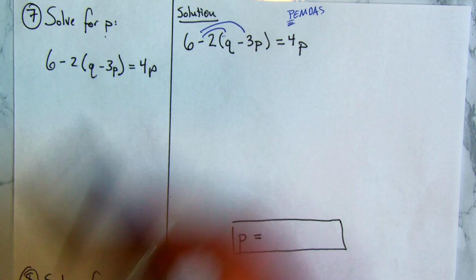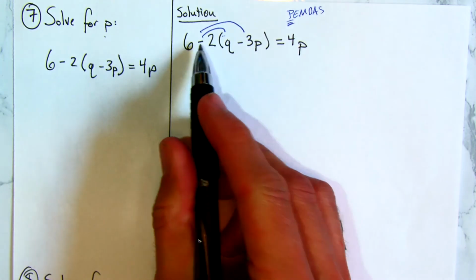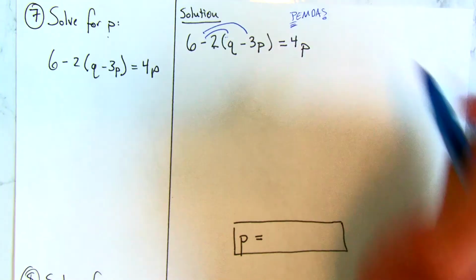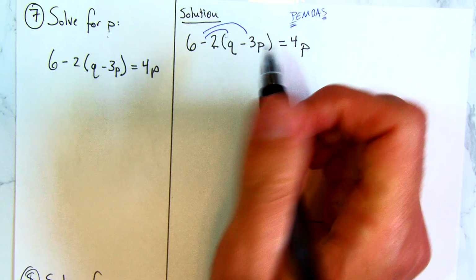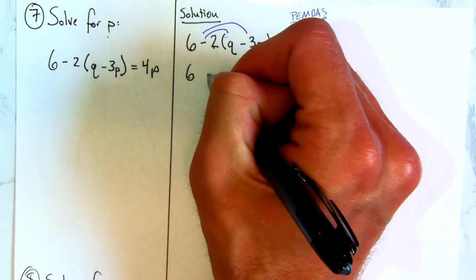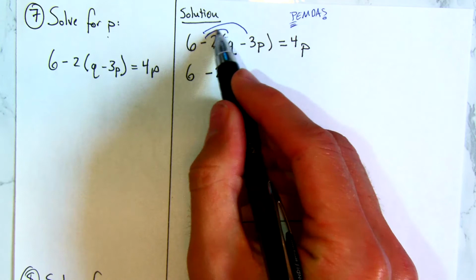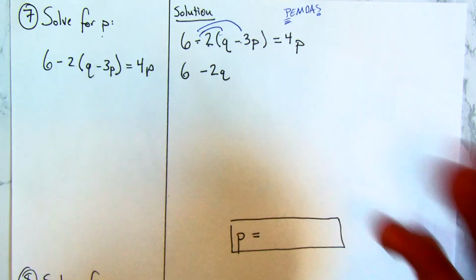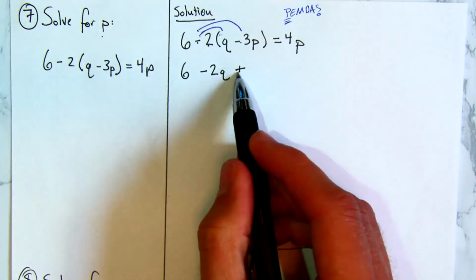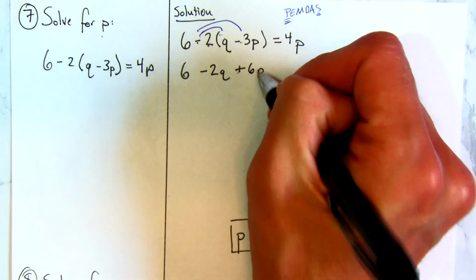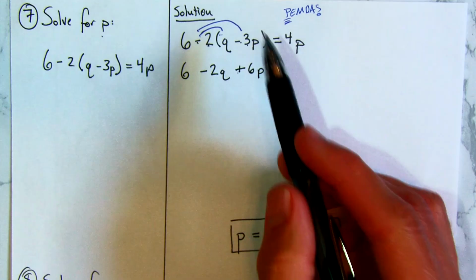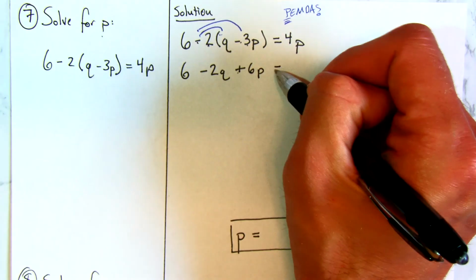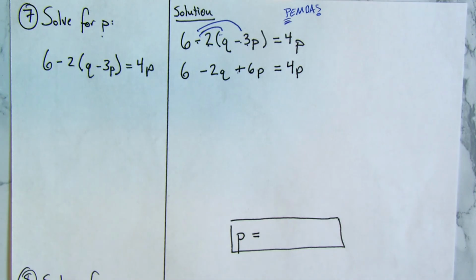Distribute that negative 2. It's tempting to do 6 minus 2 and put 4, but that's wrong because subtraction is actually the last thing you should do. So it's 6 minus 2q, and then negative 2 times negative 3p. We have a negative times a negative, so that's a positive or plus 6p. 2 times 3 is 6. So distribute that negative 2, that was a tricky one. Here's what you get, all equal to 4p.